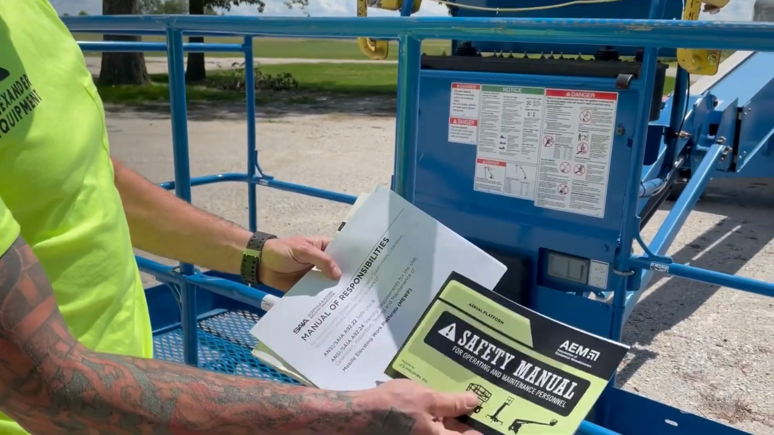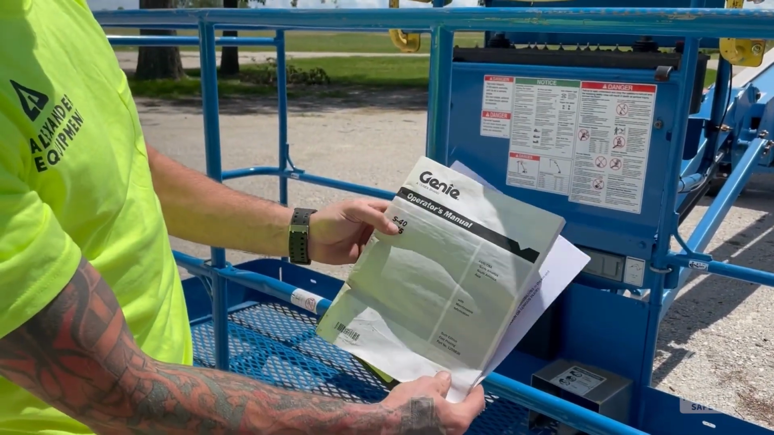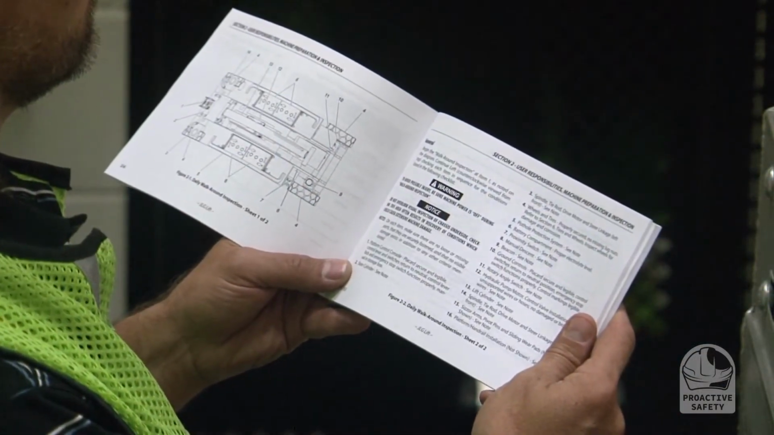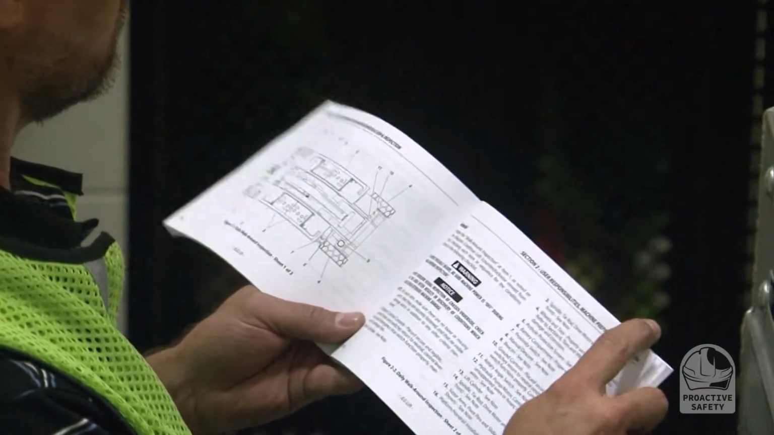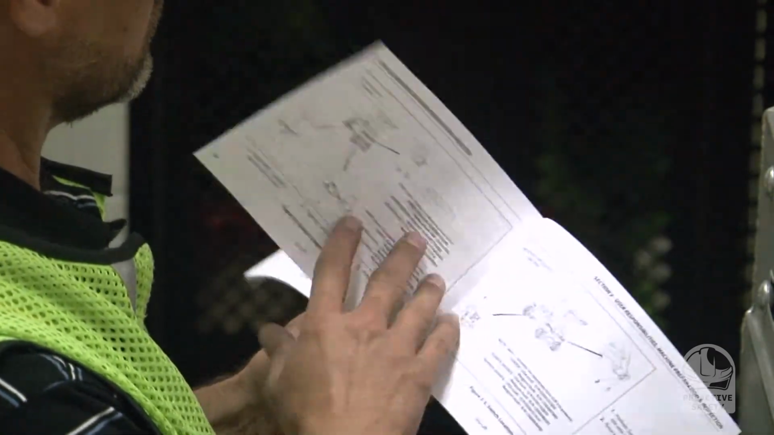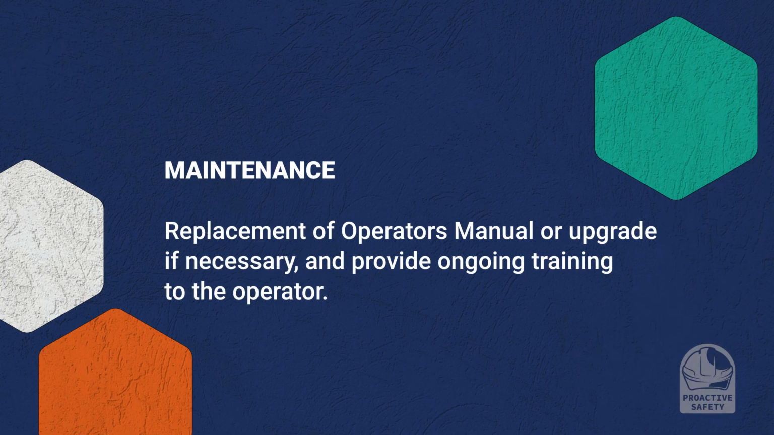Operator's Manual. The Operator's Manual is a guide provided by the manufacturer that contains crucial information regarding the safe operation of the equipment, including instructions, warnings, safety procedures, and technical data. This must be inside your machine at all times. Inspection. The Operator's Manual must be available and in good condition at all times. Replacement or upgrade if necessary, and provide ongoing training to the operator.